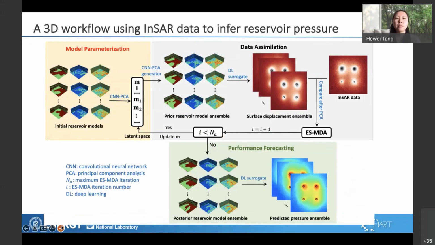So based on this objective, here is our 3D workflow. It mainly contains 3 major components: model parameterization, data assimilation, and after this work, once we converge with a good match to our observation data, we will then go to performance forecasting to forecast reservoir pressure. And I will introduce this workflow in detail, part by part.